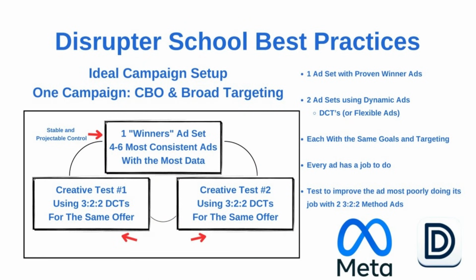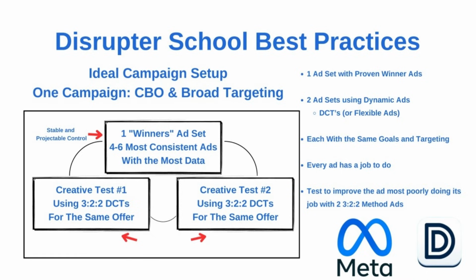And you're gonna see either your CPMs or your frequency or both go up the more and more you use them. And ultimately, that means that you're going to struggle more and more and more to see the success that you deserve. So we're never going to play that game again. Now, what does our campaign look like? Well, it looks like this. We want to have a single ad set. It's our winners ad set with the 4 to 6 most consistent ads with the most data.